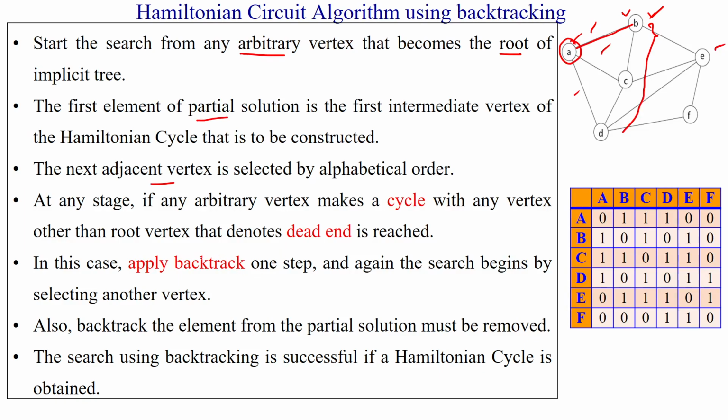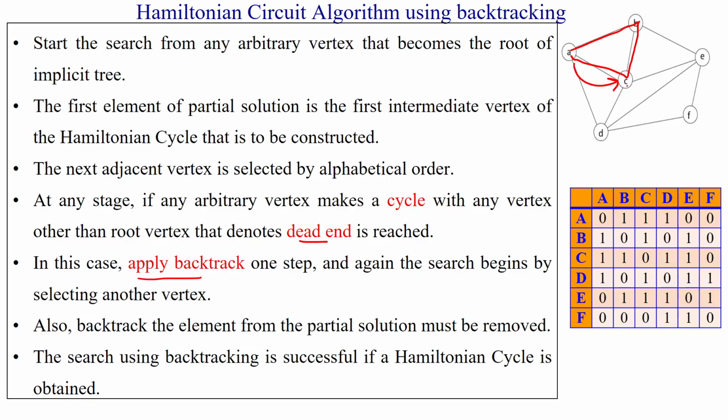If we are not finding any solution through that path, then that denotes a dead end is reached. That means, if a cycle is formed, look at that. If you form the cycle a b c again a, that is a dead end, because we didn't visit all other vertices in the given graph. So if any cycle is formed without visiting all the vertices, then the dead end is reached. In this case we have to apply backtracking.